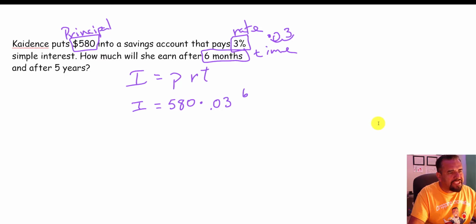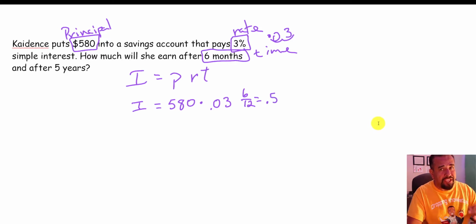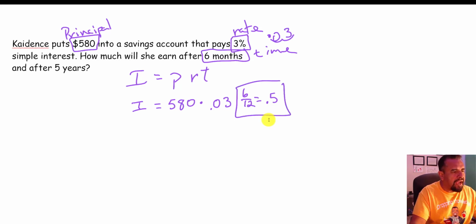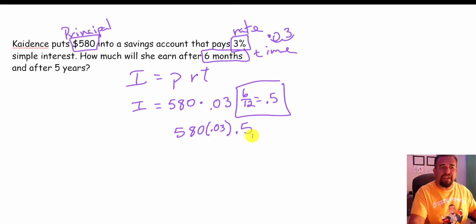So this is actually 6 out of 12 months, which ends up equaling 0.5 years. All right. So just to clean it up a bit, so I don't have all this here, I have 580, and I'm going to multiply times 0.03 times 0.5. Let's put all that in the calculator and see what we get.